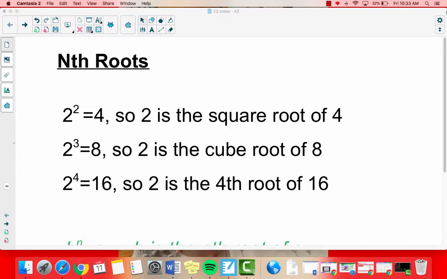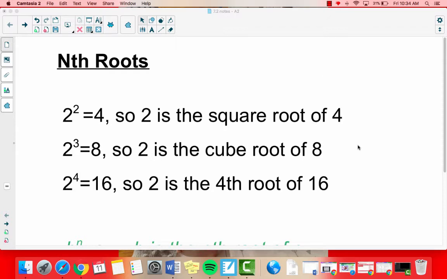The first one says 2 squared equals 4. Hopefully you know that. And if we were going to say that in terms of a root, we would say that 2 is the square root of 4. Okay? The same thing applies. I increased the exponent, so 2 to the third, we would get 8. So we could word that in terms of roots by saying 2 is the cube root of 8. All right? And then 2 to the fourth gets us 16. And again, 2 would be the fourth root of 16.